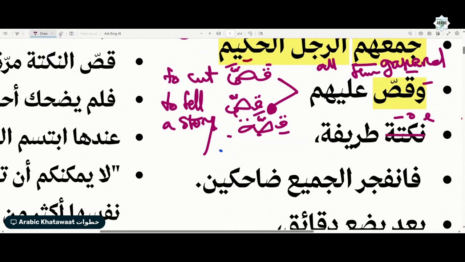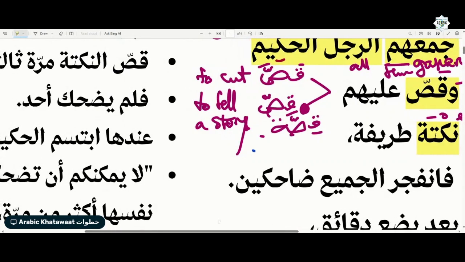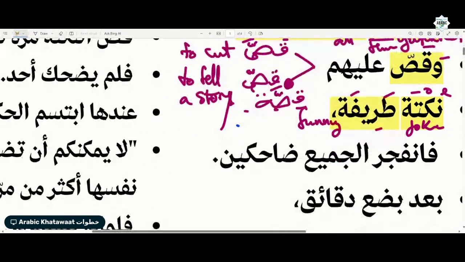Then we have نكتة. Read it. Oh, sorry. نكتة. I don't stop reading. Even when I'm looking at the word and I'm trying to do something else, my mouth still keeps repeating the word. And this is another strategy for you to take notes of. So نكتة. A joke. There we go. طريفة, funny. Referring to the joke. So I would go, sorry about that. طريفة. Funny.